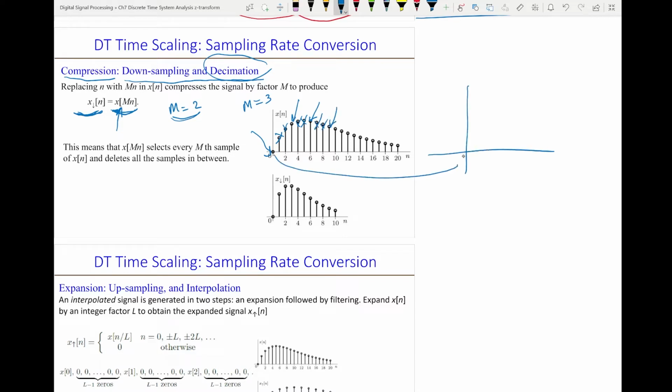The 0 will be here. The next sample will be this one, and the next sample will be this one, and so forth. So I reduce the size of the signal by a factor of 3. Later on, we will see decimation. Decimation means you filter out before you downsample, because when you downsample, aliasing may happen.